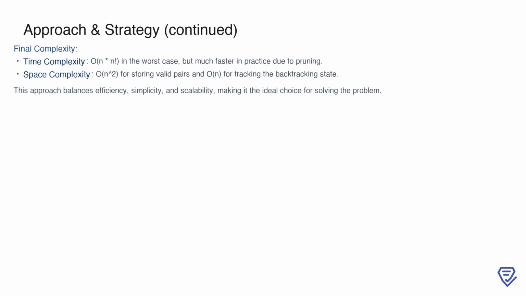Finally, let's summarize the complexity of the chosen approach. In the worst case, the time complexity is O(n!), which arises from generating permutations with backtracking. However, because of pruning and optimizations like the frequency map, the practical performance is much faster. The space complexity is O(n^2) for storing the pre-computed valid pairs and O(n) for tracking the backtracking state. These trade-offs make this approach an ideal balance of efficiency, simplicity, and scalability.